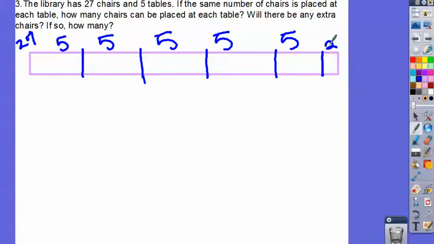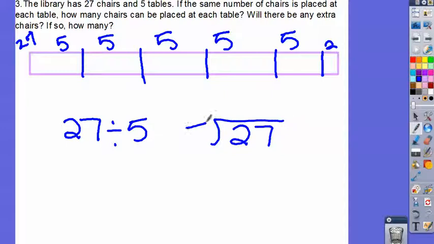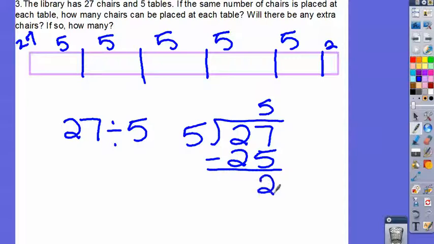So the library has 27 chairs, so that's what this 27 represents. And I have 5 tables. So what I need to know is, if I have 27 and I'm dividing it by 5 tables, that answer is going to tell me how many chairs go to each table. So 27 divided by 5 is 5, and 5 times 5 is 25. And then I've got a remainder of 2.